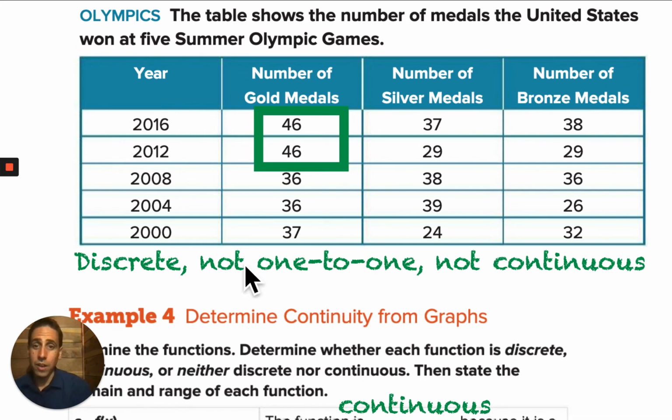This is also not one-to-one, so it's discrete, first of all, and separately it's not one-to-one because you can see we've got repeated output over here. The output of 46 does not have only one input, and it's not continuous. If you were to graph it, you would see points, not a curve.